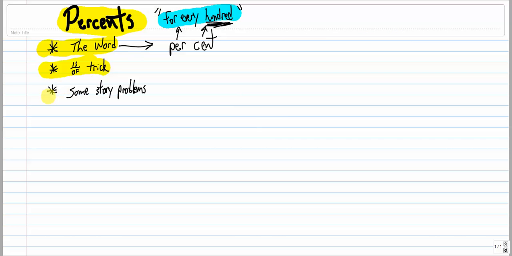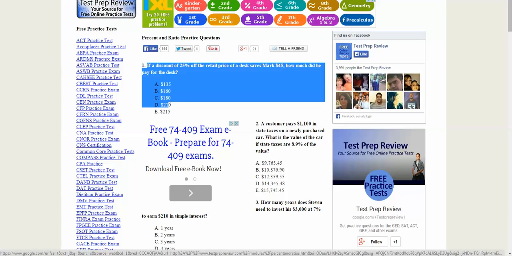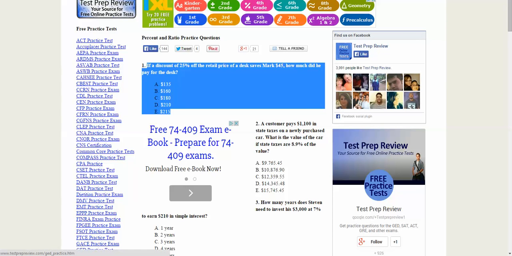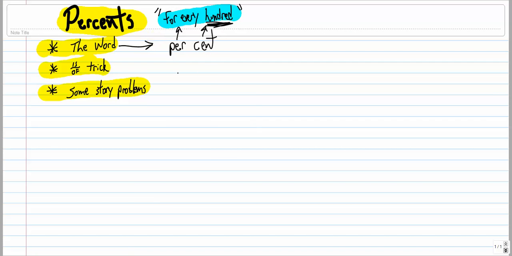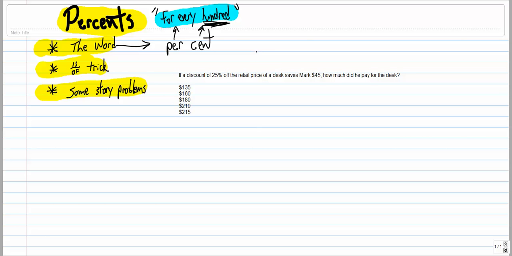So moving right along, let's find some story type problems that you might find on the ACT. I found this website that has example percent problems, and I figured I would borrow a couple. So let me copy this, and then paste it. And here we go. It says if a discount of 25%, so let me rewrite my is over of equals percent over 100. 25%, so that's going to be this number. And off the retail price of a desk saves him $45. So $45 is what he saved.